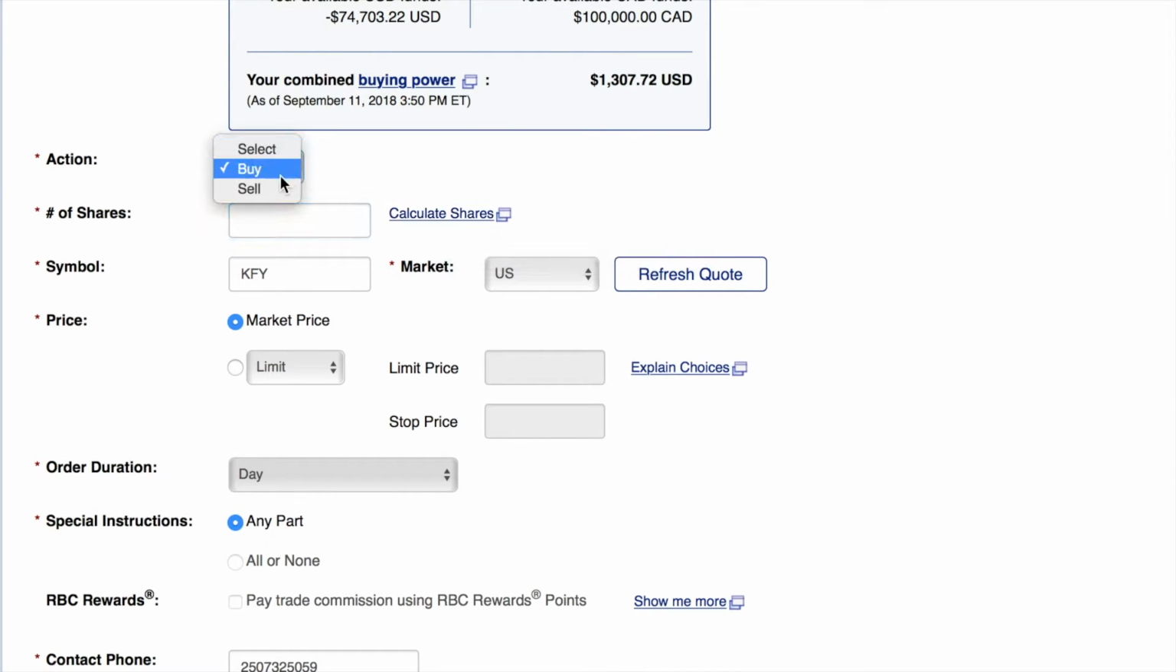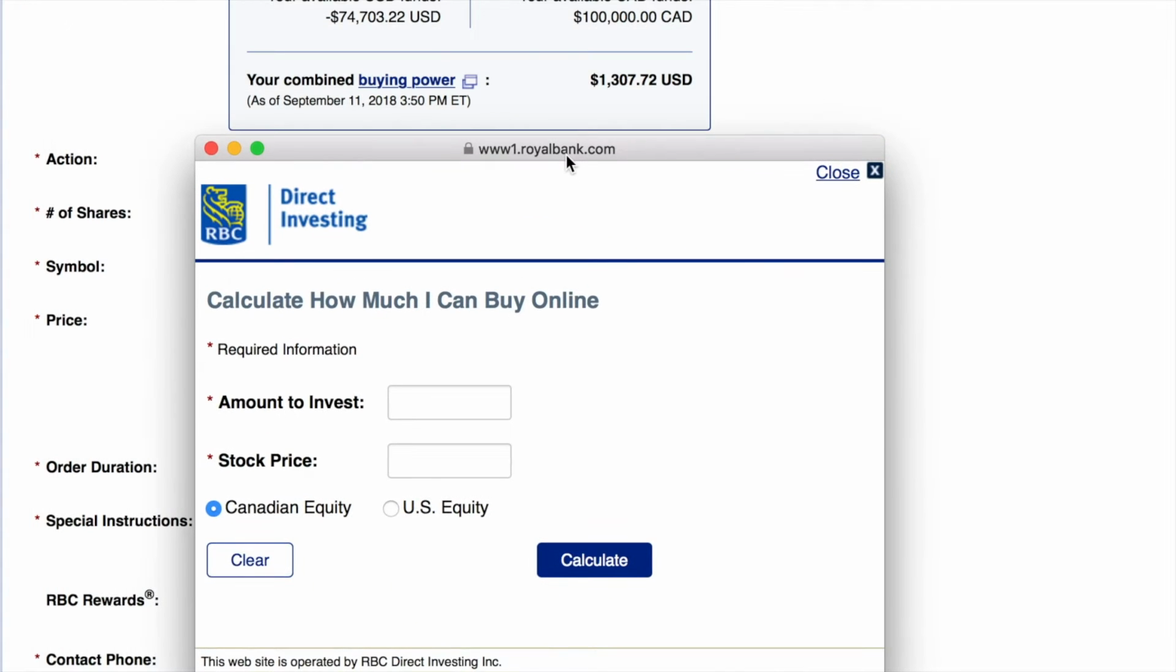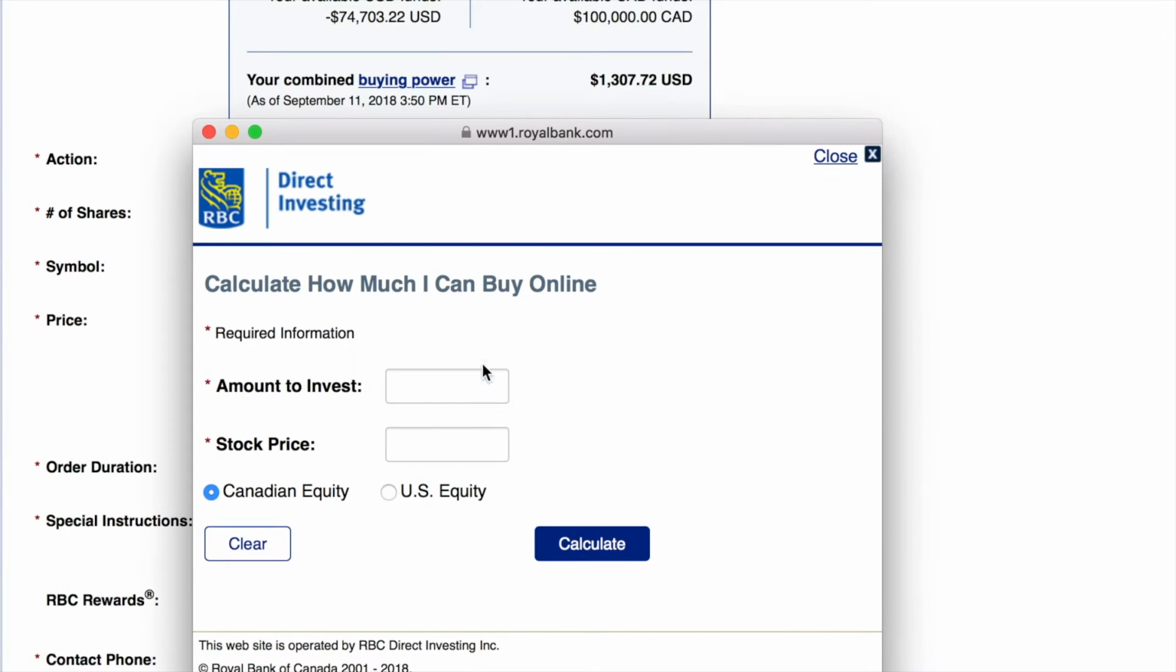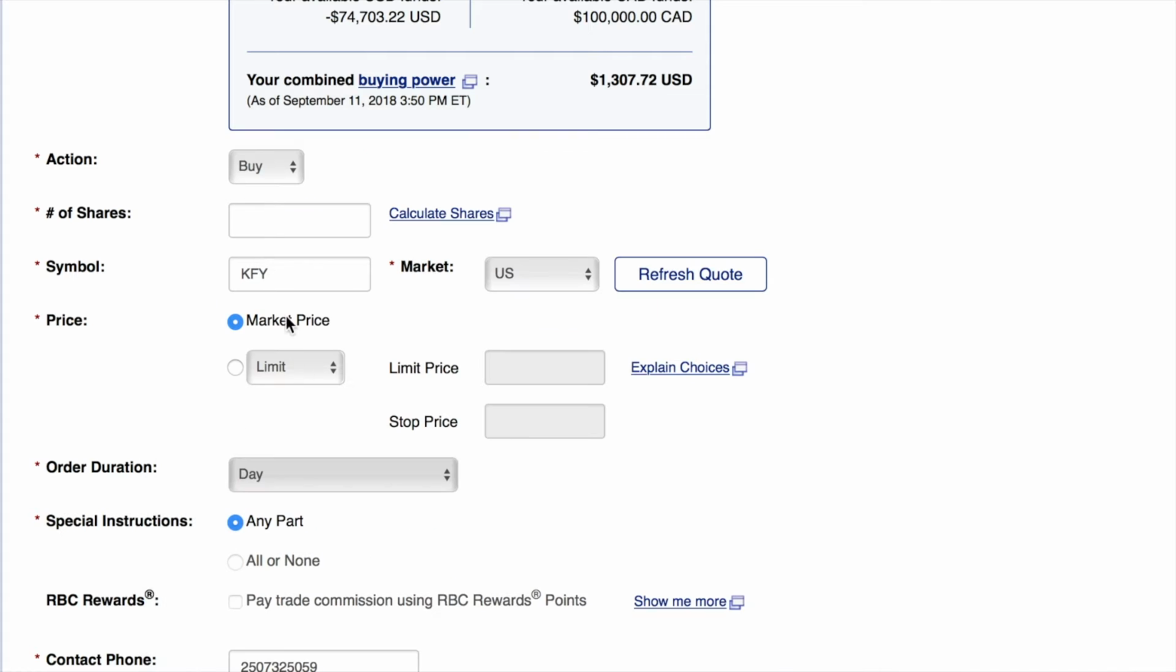The action is buy, calculate our shares. We have 1,300 it shows that we can do. The price is at 48.80, so we get 26 shares. I'm going to go just 20 shares, so we're way under, in case the price changes.